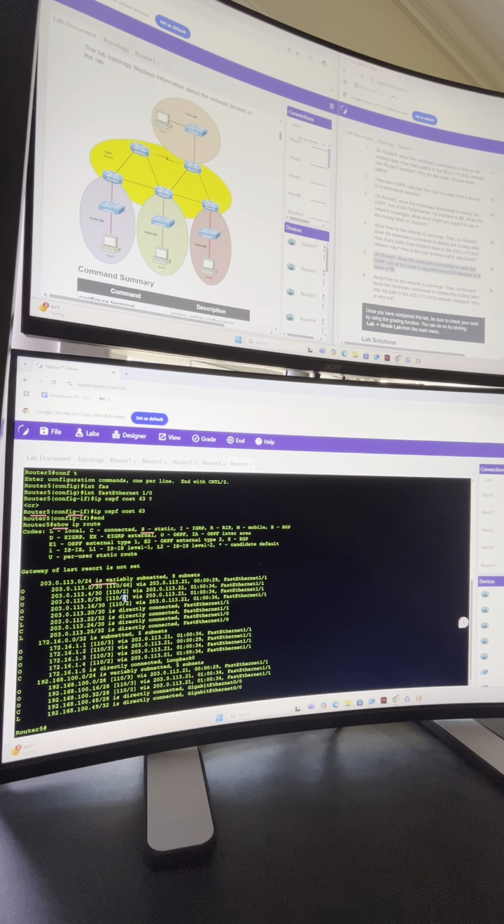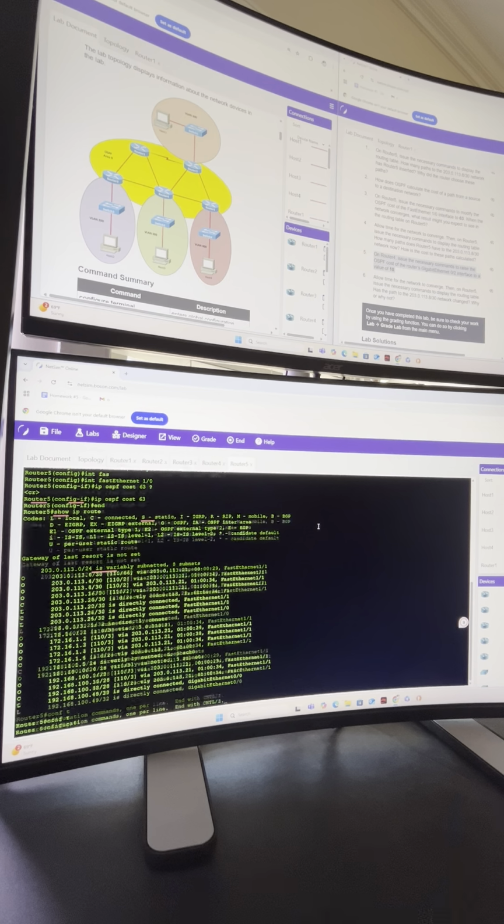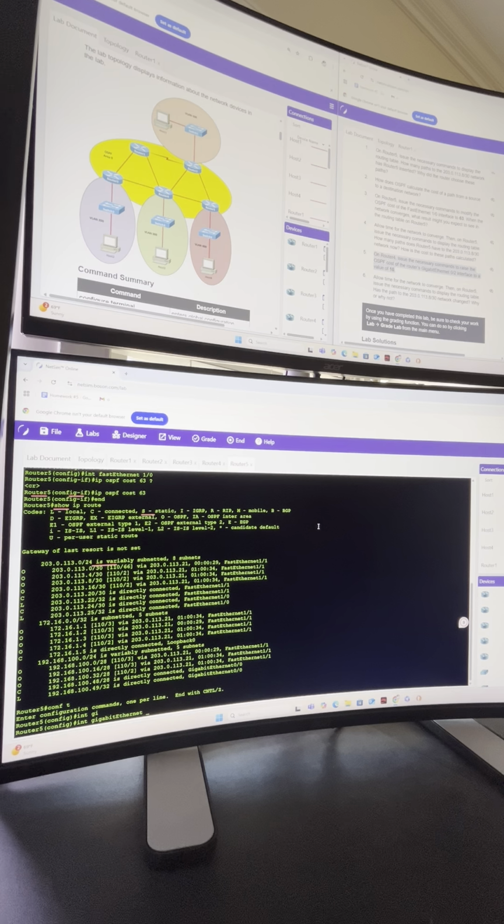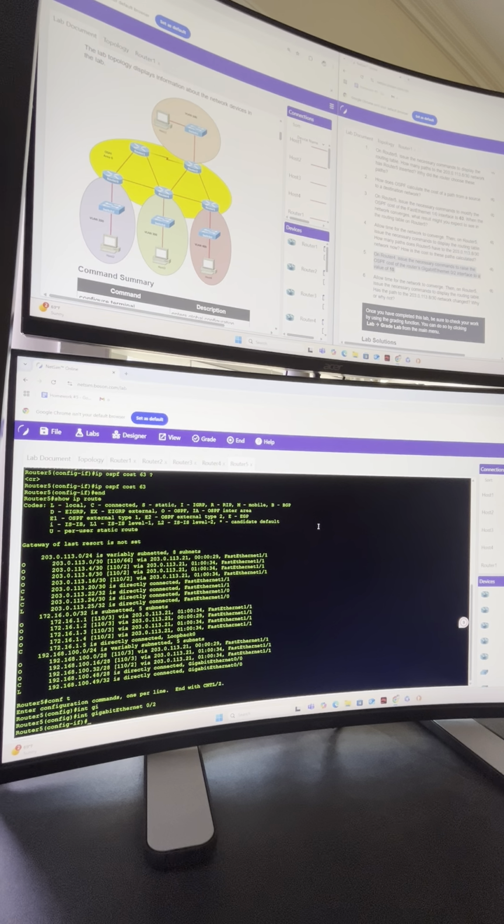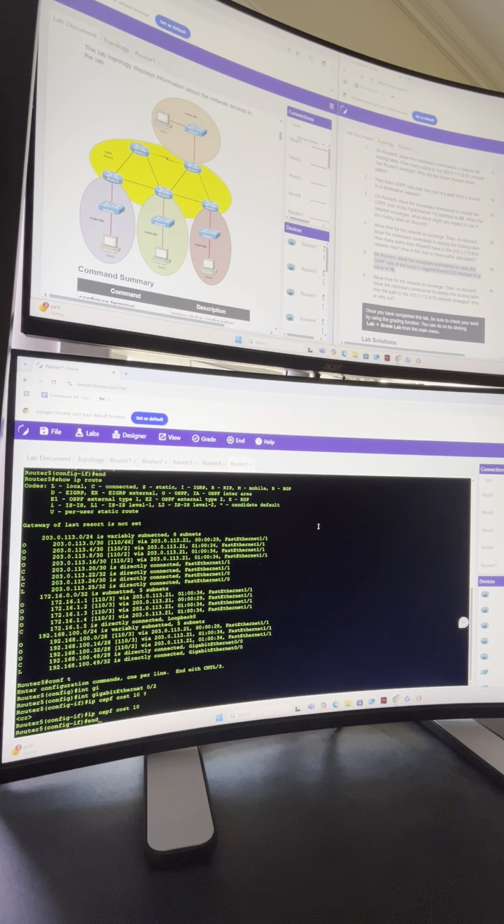It'll probably have a metric of an 11 since we're configuring a value of 10. But let's confirm that. Let's do a configure terminal. Let's go into interface gigabit Ethernet 0/2. And let's do an IP OSPF cost of 10. Hit enter there. Let's do an end.